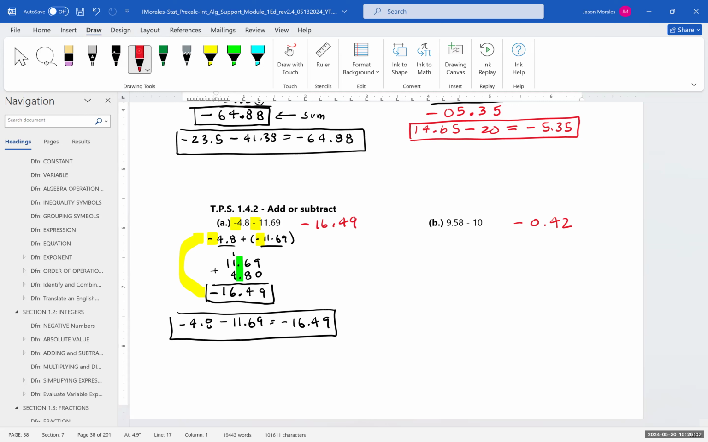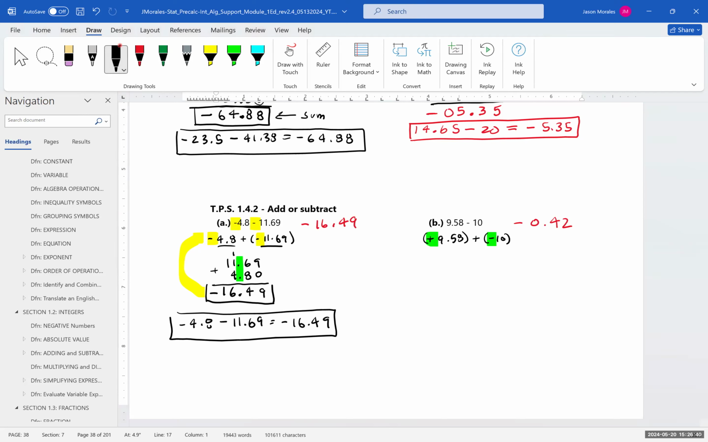All right, let's look at this other example. So with this one, let's rewrite this. We've got a positive 9.58, and that's plus a negative 10. So notice in this case, the signs of the two decimals are different. So one is positive and the other is negative. So what we're going to do is put the larger one on top, and then we'll subtract them.